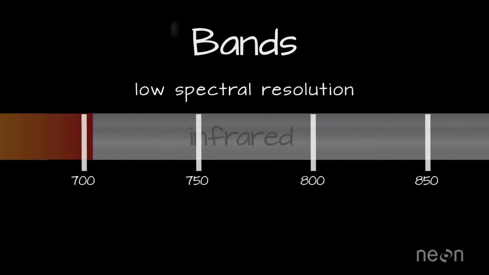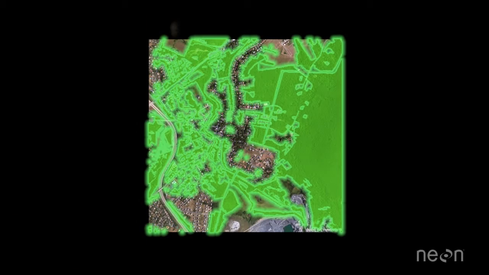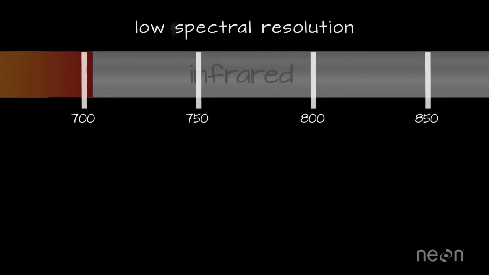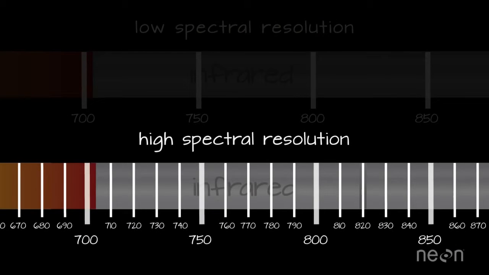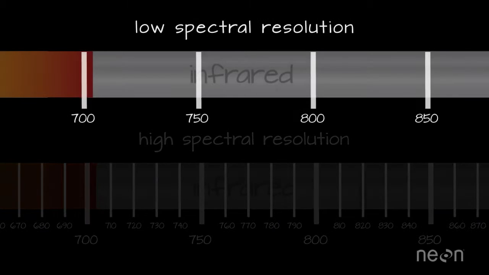For example, a band in the near-infrared region of the spectrum could include energy from 800 to 850 nanometers. This band is useful to map healthy vegetation. The width and number of bands is what we call the spectral resolution of an image. Higher spectral resolution means more bands that are spectrally more narrow. Lower spectral resolution means fewer bands, each of which covers more of the spectrum.